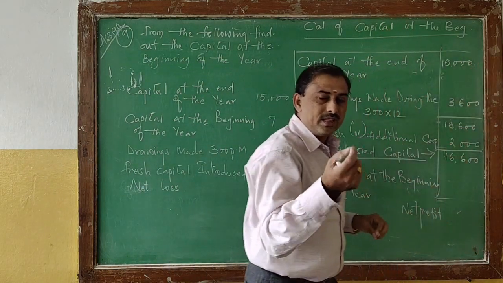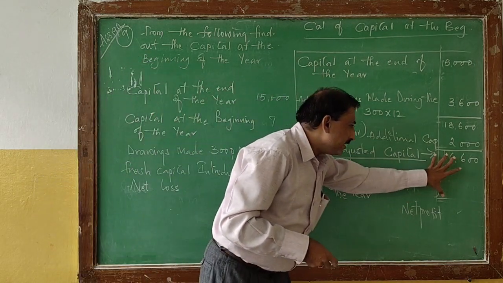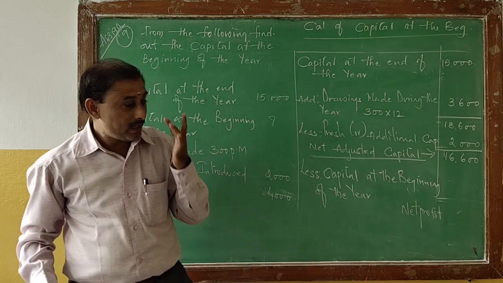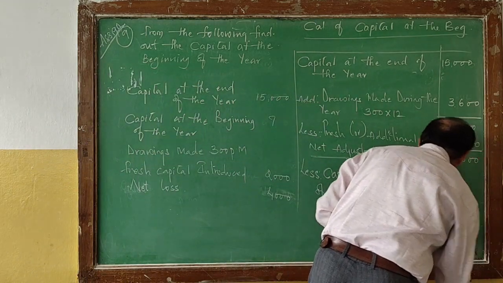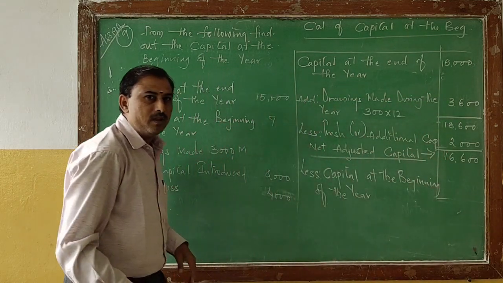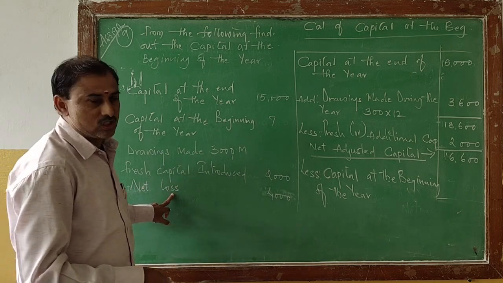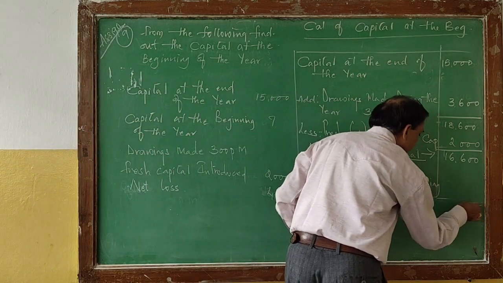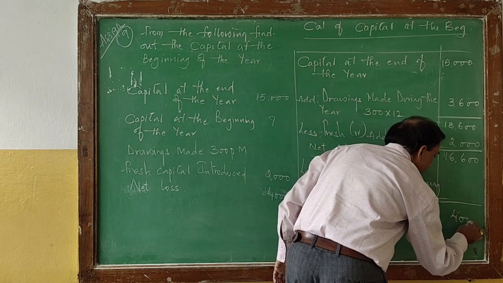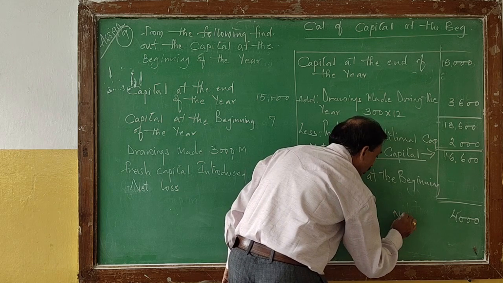With that intention, here we will change our calculation pattern. If you get profit, we will write here net profit in the business. But in this problem, we have not got the profit, we got the loss. So we will write that here. How much is the net loss given for us? 4,000. So we will write here net loss.